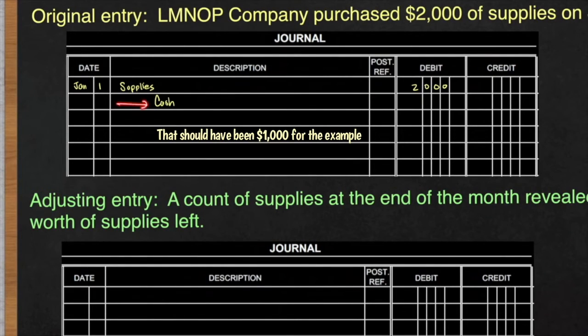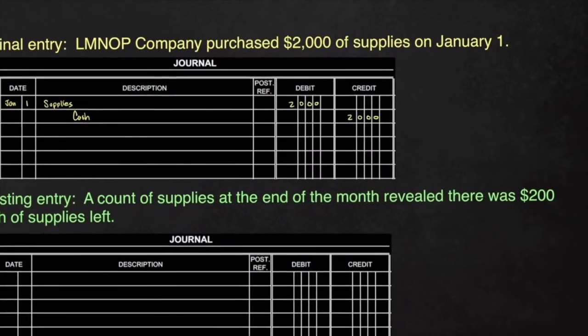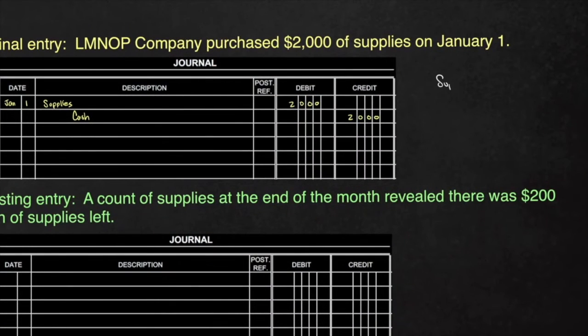Since cash is going down, that's an asset. It's going to be credited for the same amount, $2,000. So that's at the beginning of the month. And throughout the month, people are using the papers, the pens, the ink, whatever it may be in respect to supplies. And someone did a count at the end of the month, and those supplies aren't going to be the same amount from what you had previously.